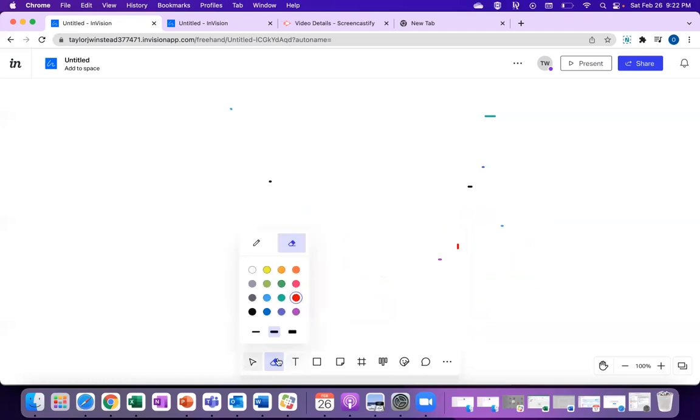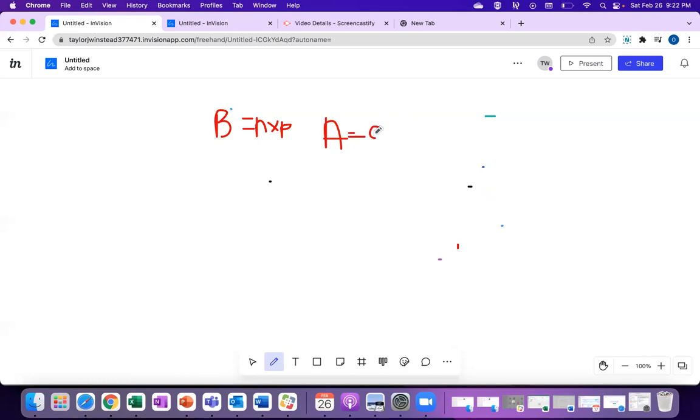Okay, so our next theorem is that if we've got B equaling an N times P matrix, and we've got A as a Q times M matrix, these two equal each other if and only if P is equal to Q.